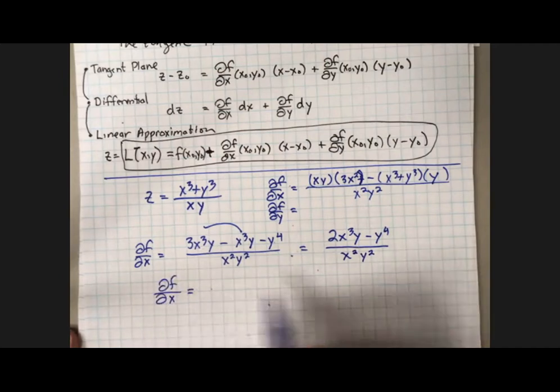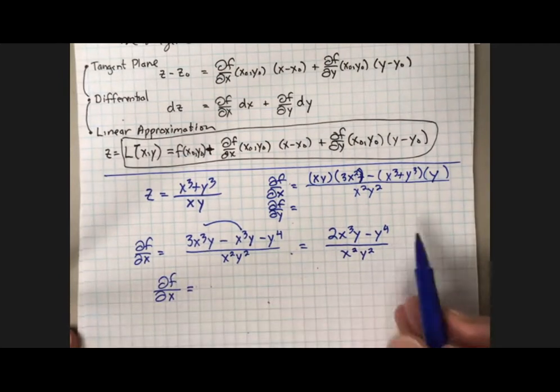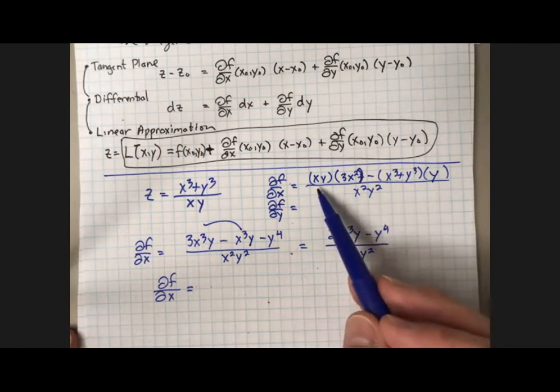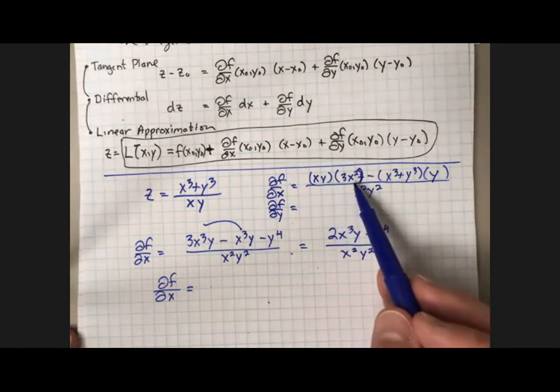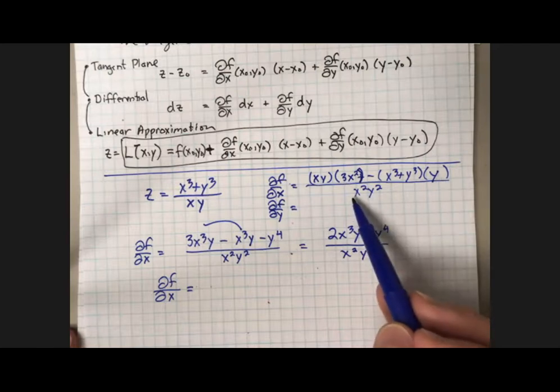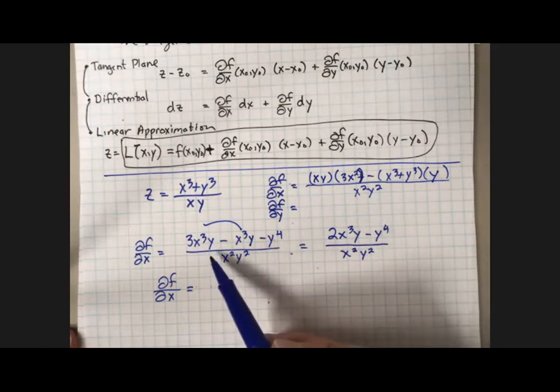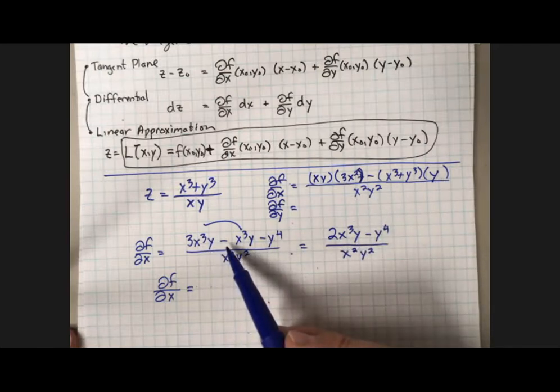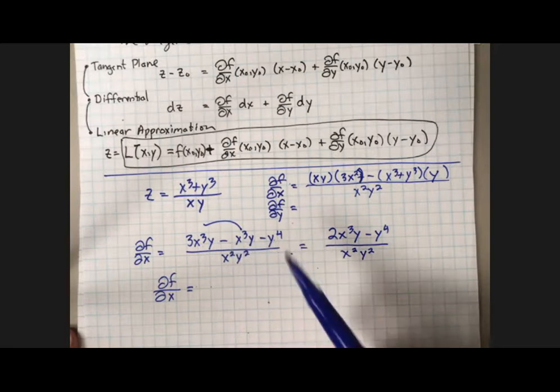Partial f, partial x. Let's hope we're doing this correctly. I don't want to screw this up now. So bottom times derivative of the top minus top times derivative of the bottom. Standard quotient rule stuff. Bottom squared, got it. And this is 3x cubed y, got it. X cubed y, got it. Minus y fourth, got it.